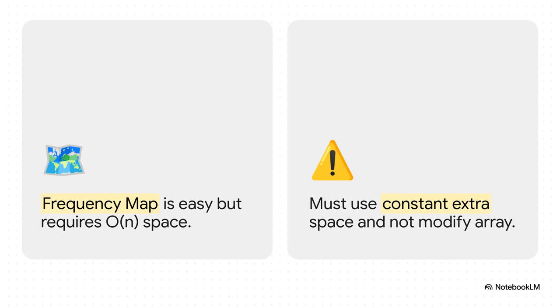If you're like most people, your very first instinct is probably to just build a frequency map, right? You just count how many times each number appears. Boom, easy. But the strict constraints of this problem totally block that easy path. We are strictly forbidden from modifying the original array, and we're restricted to constant O of 1 extra space. A frequency map, well, that would require O of n space, so that whole approach just goes right out the window. We're going to need something way more clever.